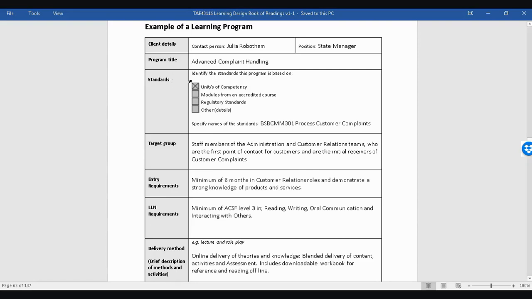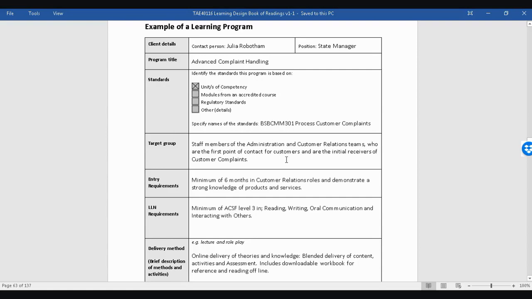The standards, in this case, it's a unit of competency. The unit of competency is BSB CMM 301, Process Customer Complaints. So if you're developing a learning program for one or more units of competency or modules from accredited courses, make sure you list the unit code or module code and the name, the unit title here. Unit code, unit title, we expect to see both those things here if the learning program is developed on the basis of a unit or one or more units of competency or modules from an accredited course.